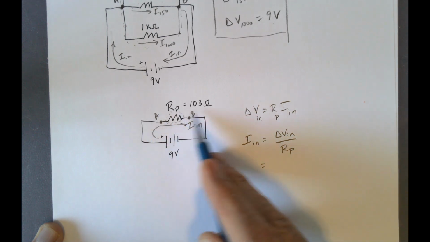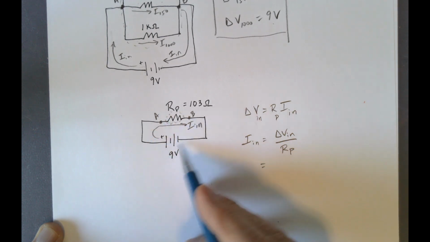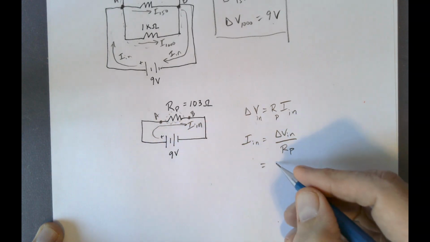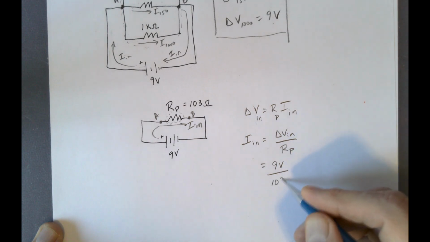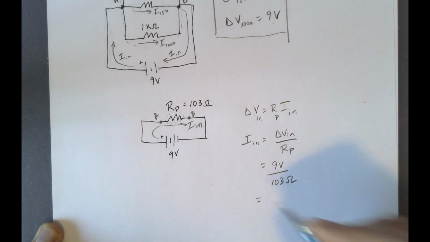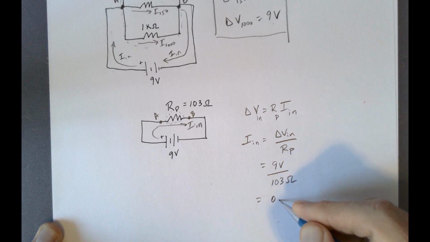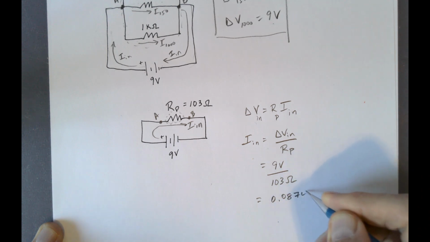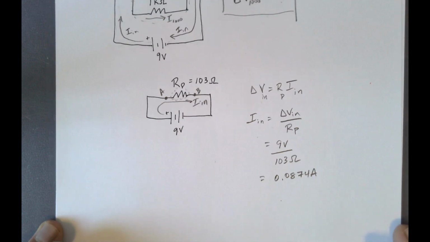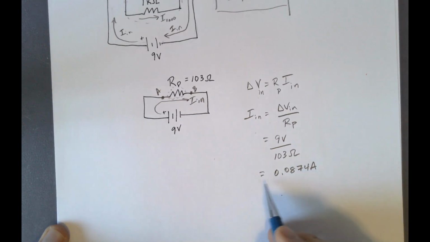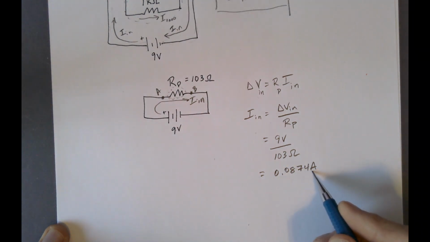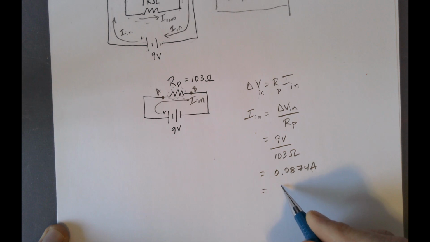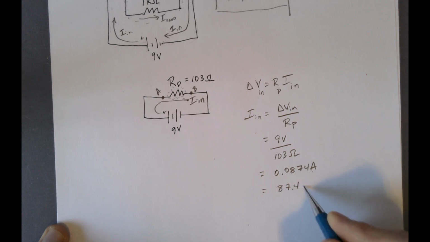We know the voltage drop across this resistor, because there's nothing in the way, is 9 volts. And RP we calculated as 103 ohms. And when you do this out, you get 0.0874 amps. Again, I'm not a fan of losing decimals and zeros. So while we do have to work the problem in amps, sometimes it's handy to realize that this is 87.4 milliamps. It's just easier to talk about.